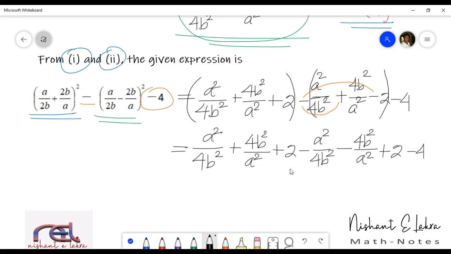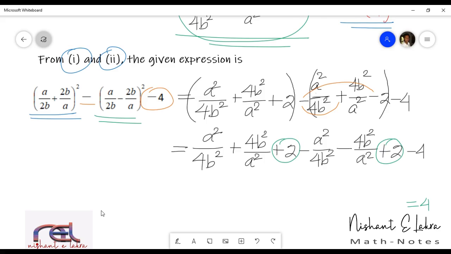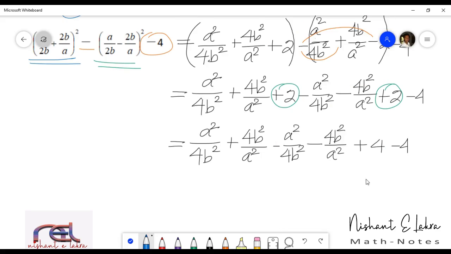Now let us solve this. Let us simplify it. Now you see here that there are two 2's with positive sign. So that means it will be 4, right? 2 plus 2 is 4. That is what I have simplified it here. At the end you see it as plus 4 minus 4. Now you should not get confused about where that plus 4 came from, okay? It is the addition of 2's.